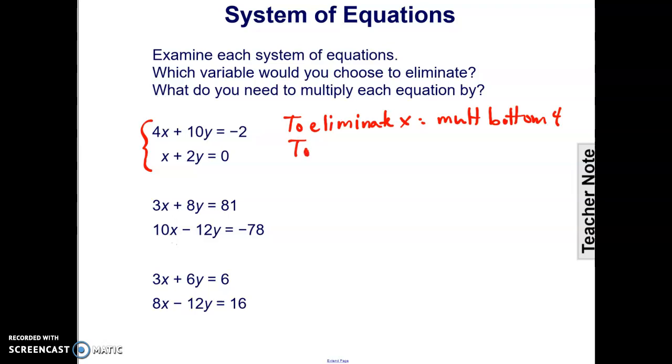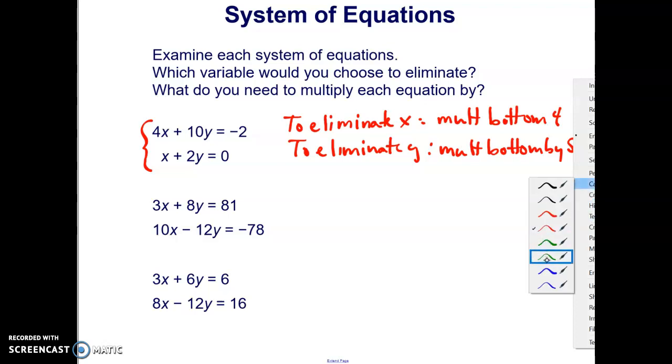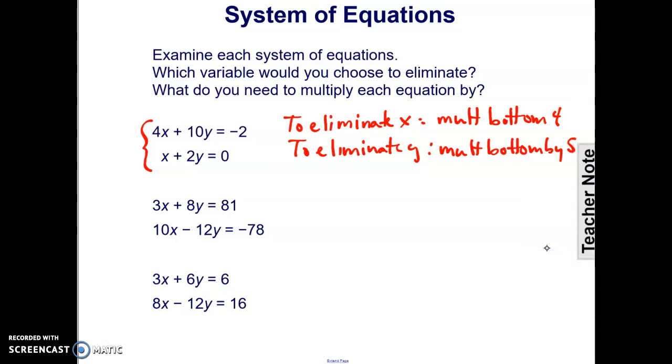Okay. If I wanted to eliminate y, I could do that also. I see that there is a 2 and a 10, and the least common multiple is 10. So in this case, I would have to multiply again the bottom equation by 5. Right? So I could eliminate either x or y in that equation. And really for this red equation, it's indifferent. Whichever one you choose is about the same.